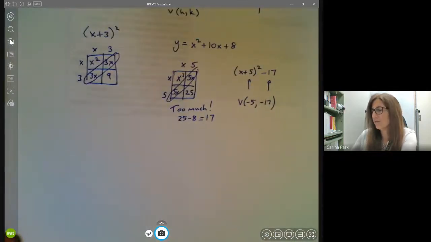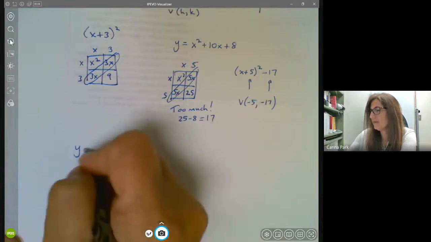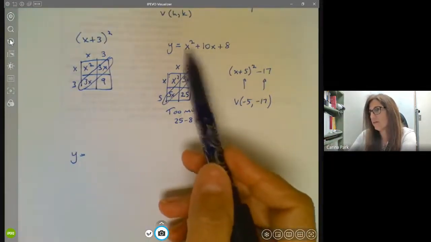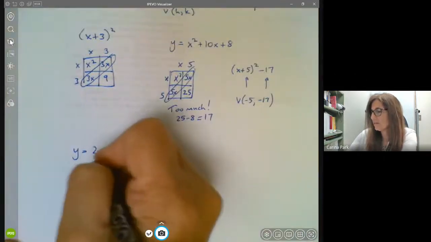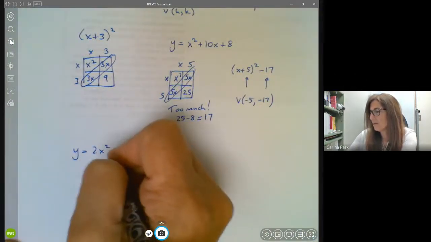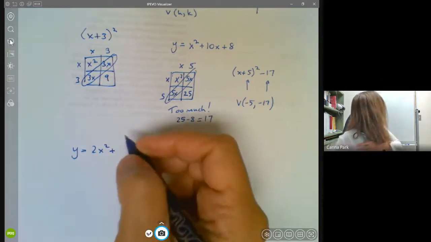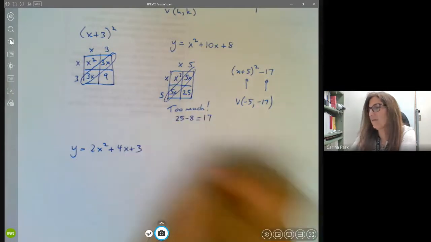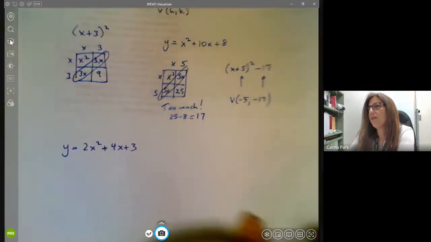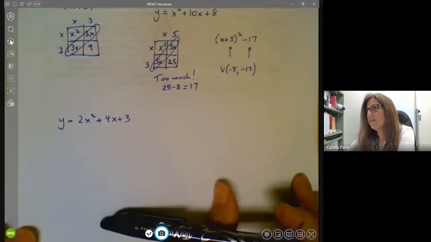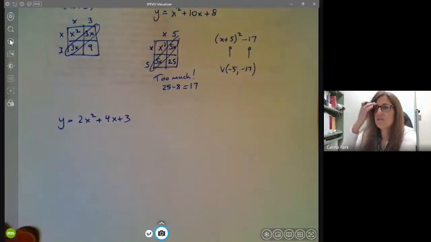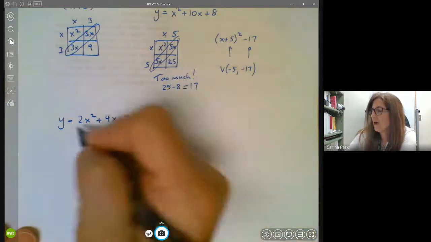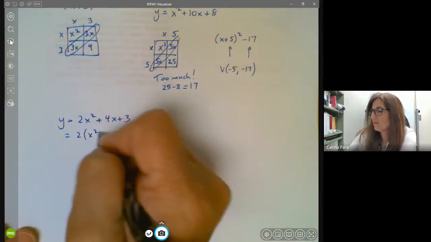Let me take you one further. Okay, suppose I had an a value, because right now I gave you a simple one where the a value is just 1. So suppose I had an a value: 2x² + 4x + 3. Okay, so there's an a value. I'm going to do the exact same thing that I did up here, but I'm going to get rid of this 2 so that I can just have a plain old x² in this corner. I will factor the 2 out of the entire thing.